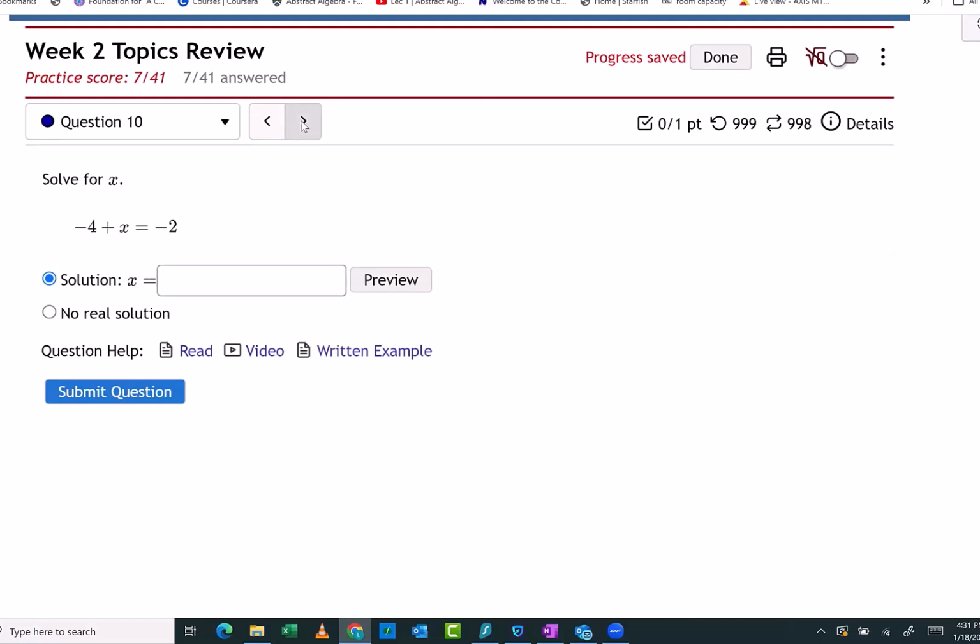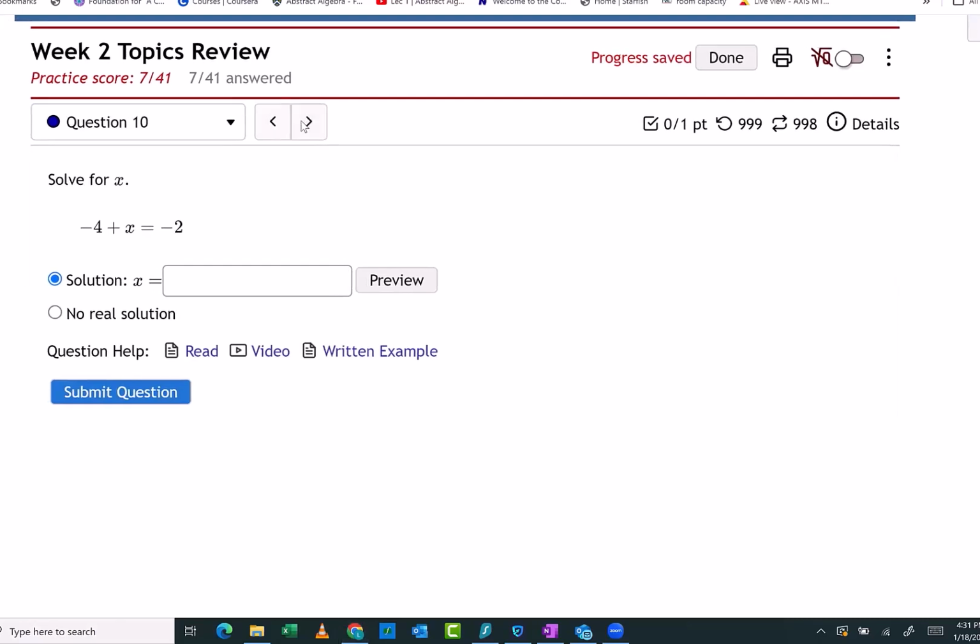Now we're going to start solving equations. We have an equation where we had just expressions before. This is an equation because it has an equal sign. When it has an equal sign, we can solve. If I start here with minus 4 plus x equals negative 2.